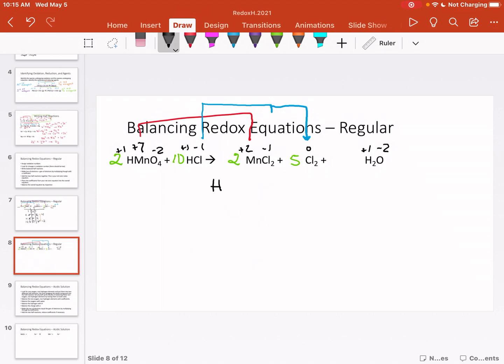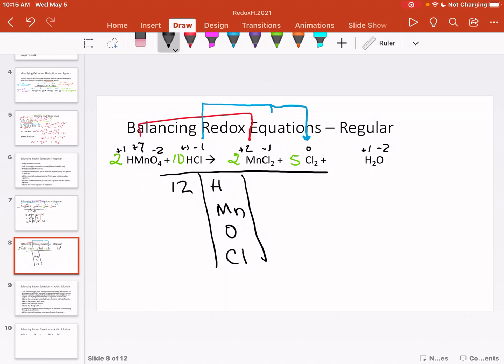Let's try that again. H, Mn, O, and Cl. Yay, that's one less element we have to do. So, one more time. I have hydrogen in 2 spots. I have it in HMnO4 and in HCl. So there's 12 hydrogens altogether. There we go. 2 Mn's. I have 8 oxygens and my 10 chlorines.